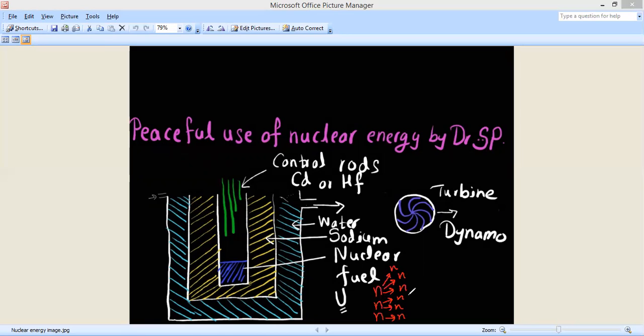For this purpose, we go back to the core of the reactor. In this core of the reactor you can find some rods inserted, and these are known as control rods. What are these control rods made of? They are made of cadmium or hafnium. Why are these metals selected? Because they have high neutron absorption capacity. So what happens? The excess two neutrons that come out in this fission reaction are absorbed by these control rods.